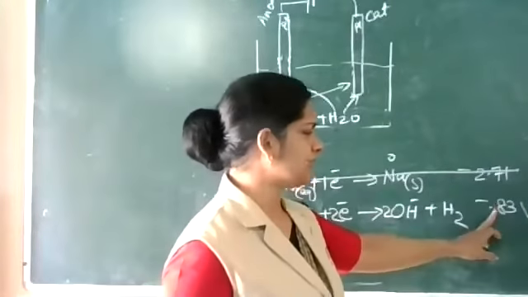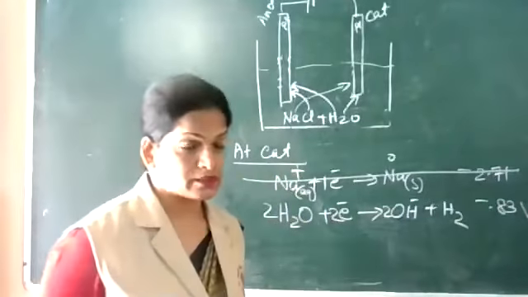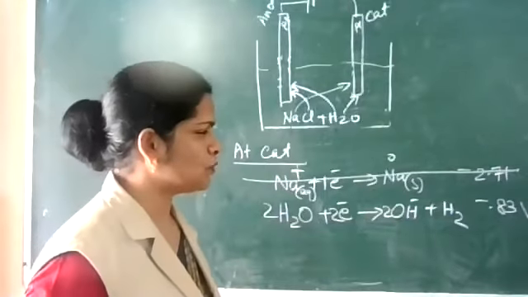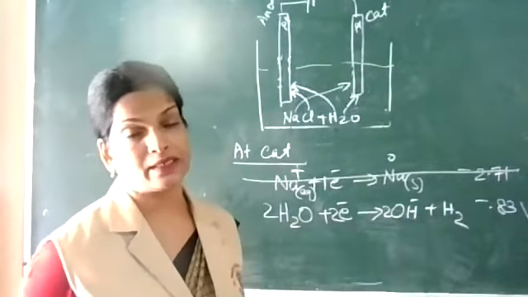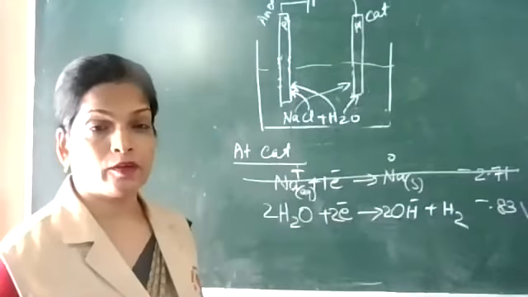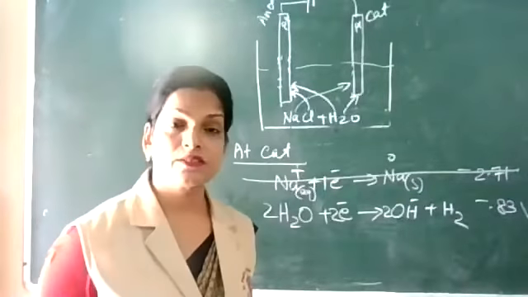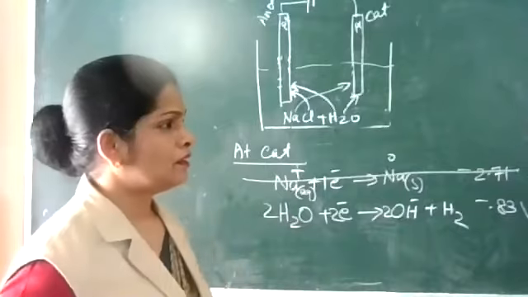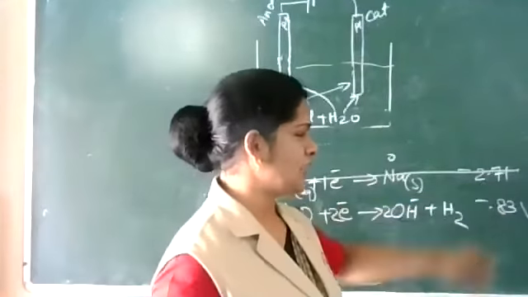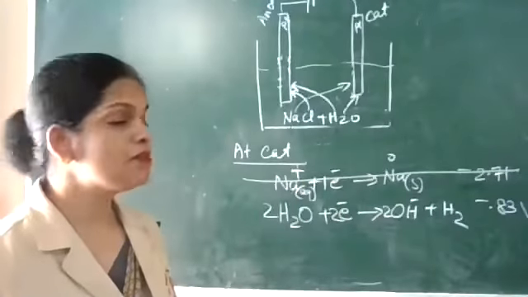Any metal below minus 0.83, you are not going to get, because the higher E-naught value is preferred. Water is there. Since water is there, highly reactive metals below minus 0.83 like sodium, magnesium, calcium, lithium, aluminium, these things cannot be obtained by the electrolysis of their aqueous solutions.